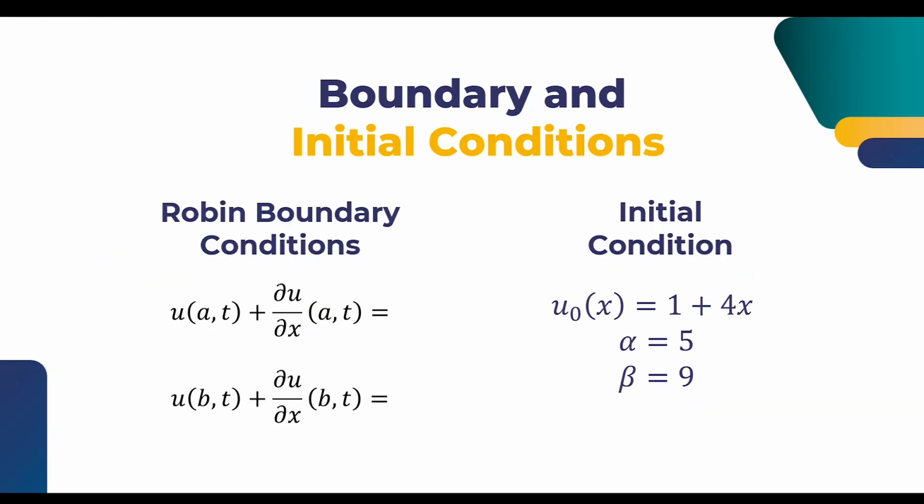The problem is defined on the domain from 0 to 1. To close the system, we apply Robin boundary conditions at both ends, which combine the function value and its spatial derivative using constants alpha and beta. We also specify an initial condition, u0, to start our transient simulations.